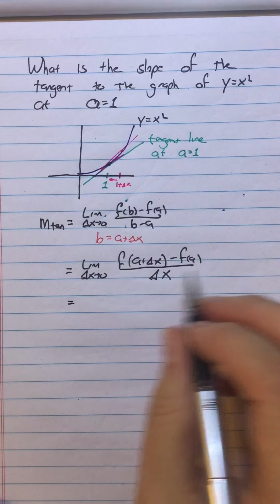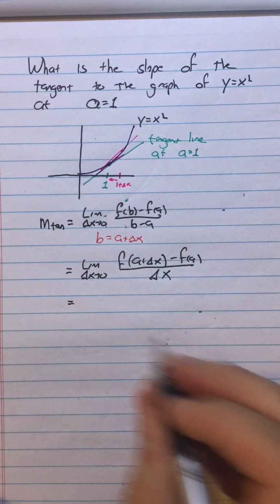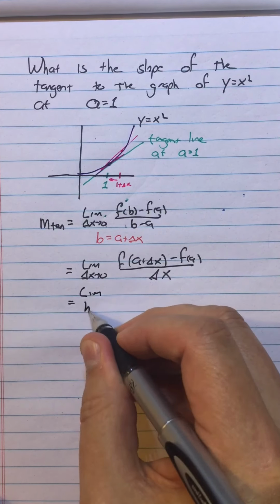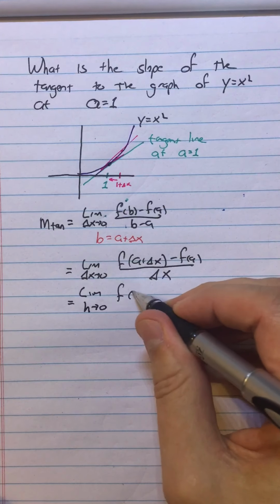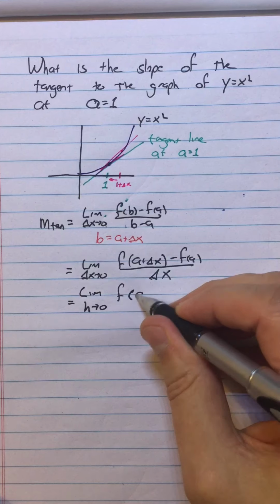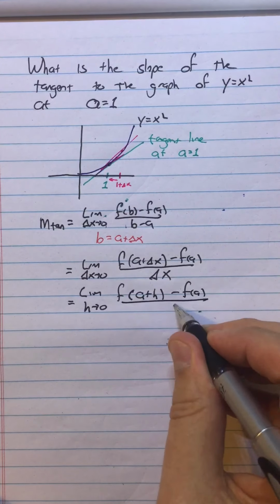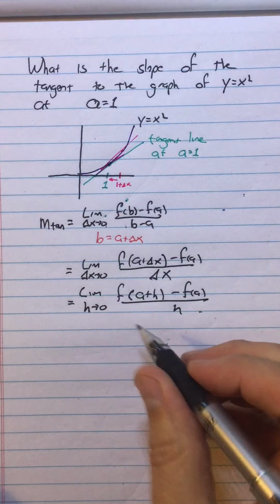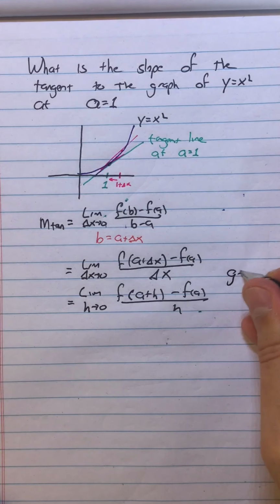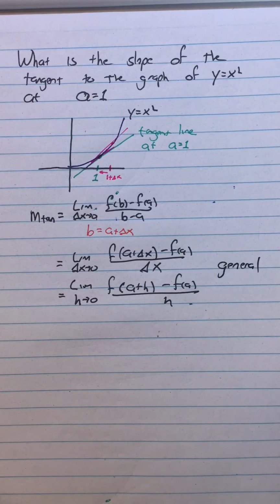Now, here's another fun thing: mathematicians get tired of writing delta x all the time. So sometimes we'll use h, for some reason. I don't know why. So we also write the limit as h approaches 0 of f of a plus h minus f of a over h. And this is a really important kind of formula that we're going to see a lot. So these are very general statements about the instantaneous rate of change, the instantaneous slope.